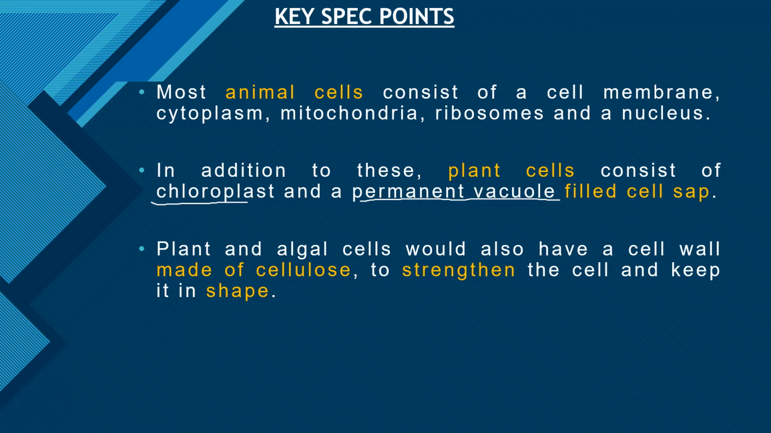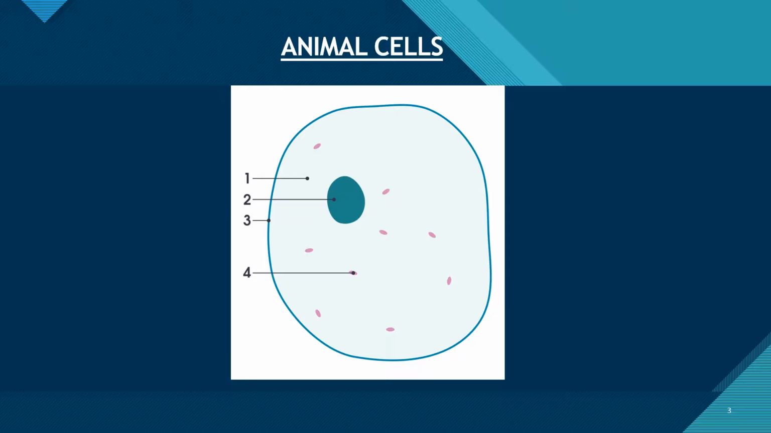Furthermore, plant and algal cells would also have a cell wall made of cellulose to strengthen and to keep it in shape. Now, remember these two key words, strengthen and shape, because these are two key functions of cellulose for a cell wall, because a cell wall is not found for an animal cell, yet it is for a plant cell. Now, fairly straightforward. Let's look into animal cells a bit more further.